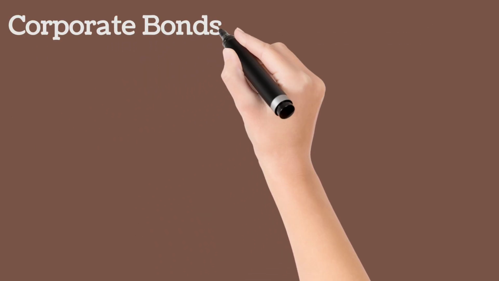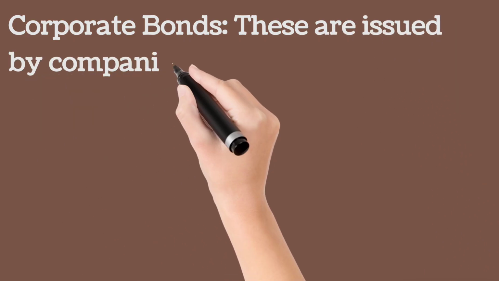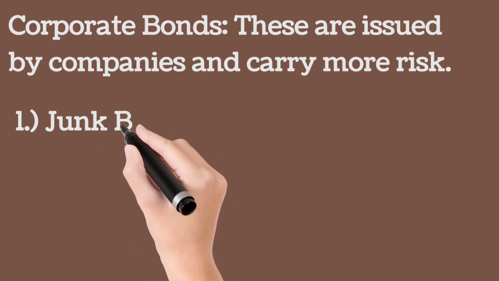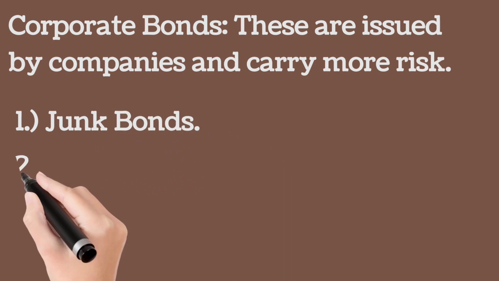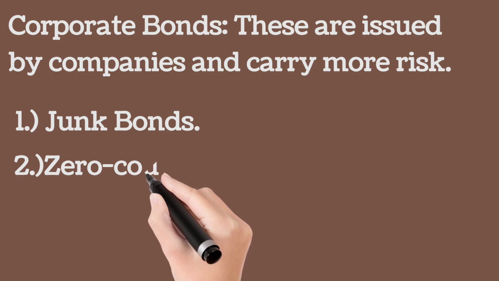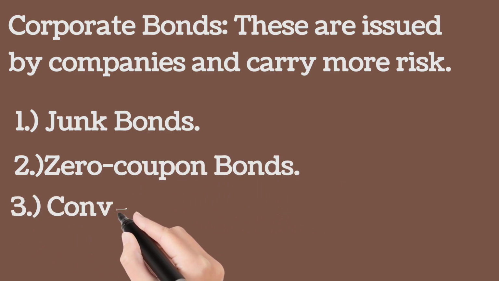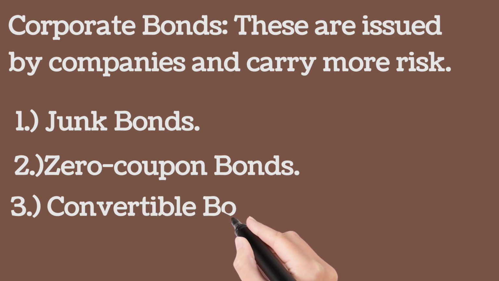The next type is corporate bonds. These are issued by companies and carry more risk. It is of the following types. The first one is junk bonds, zero coupon bonds, and convertible bonds.